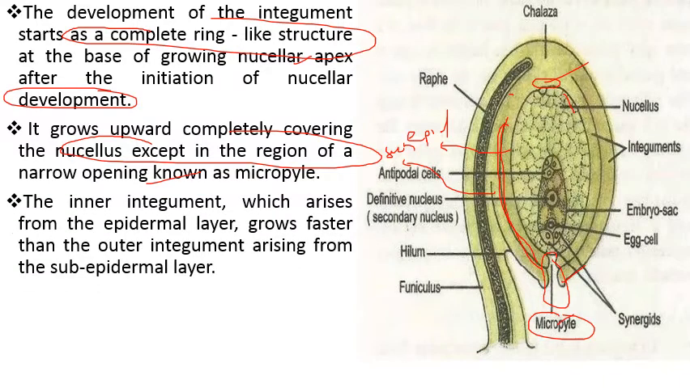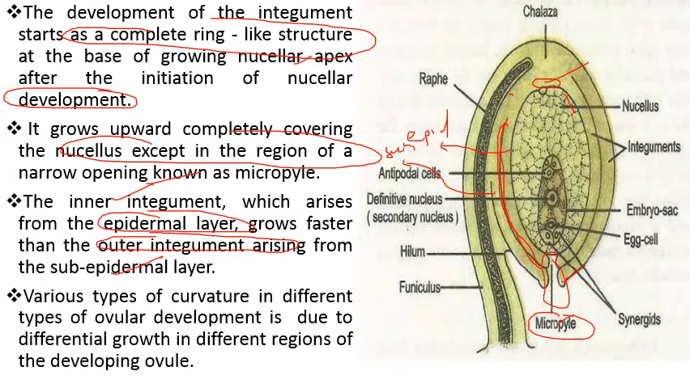The inner integument arises from the epidermal layer. It grows faster than the outer integument arising from the sub-epidermal layer. Then the various types of curvatures in different types of ovules are due to differential growth in different regions of the developing ovules. So this differential growth in different regions of ovules is responsible for various types of curvatures in different types of ovule.